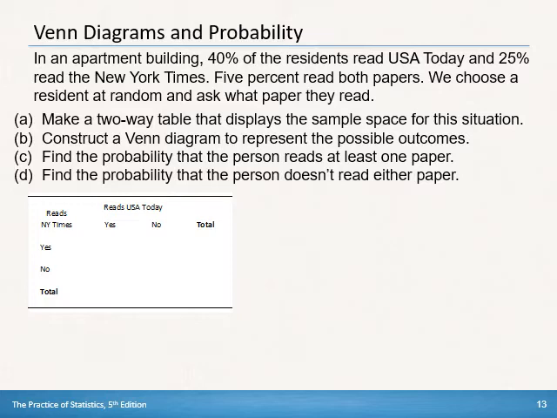So fill in all the numbers, right? We have 2 by 2 and then also the column and row totals. So fill in that table based on the information they gave us up above. 40% of the residents read USA Today, 25% read the New York Times, 5% read both.